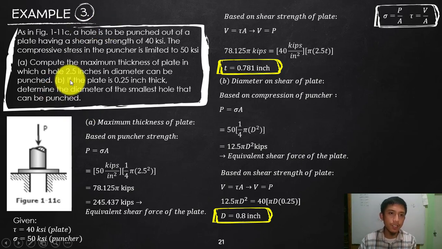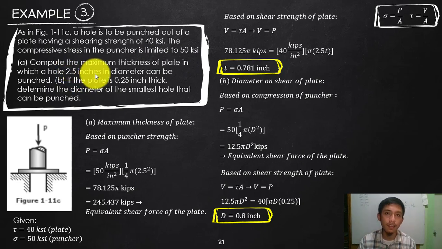Let's try to focus on the first one. What do we know? Let's focus on A. What we know here on A is the 40 ksi, the strength of the plate, and the strength of the puncher. That is all we know. But it says there, compute the maximum thickness of the plate in which we can punch a 2.5 inch hole diameter. What does that mean? The thickness of the plate varies.